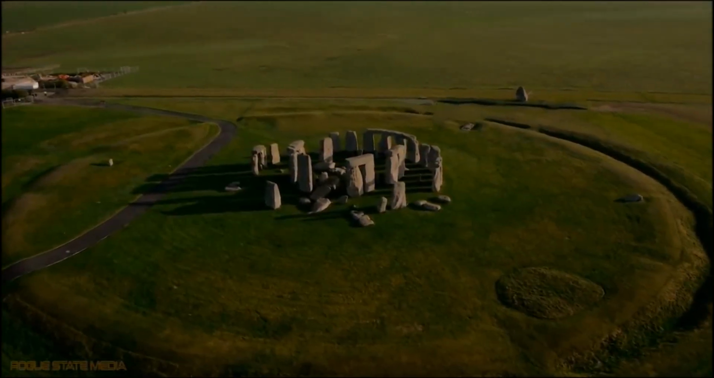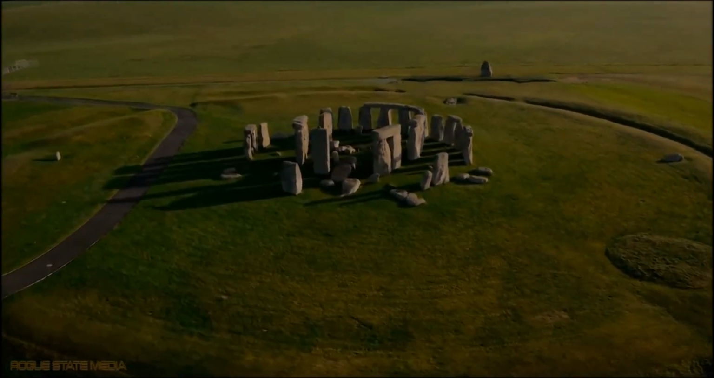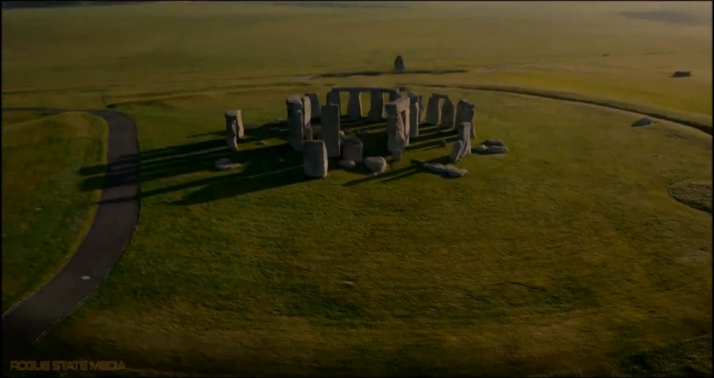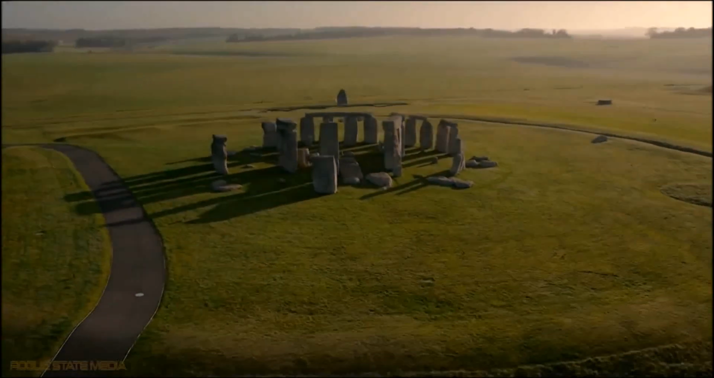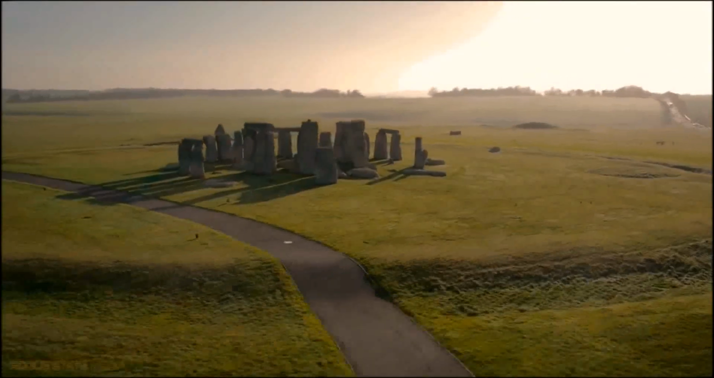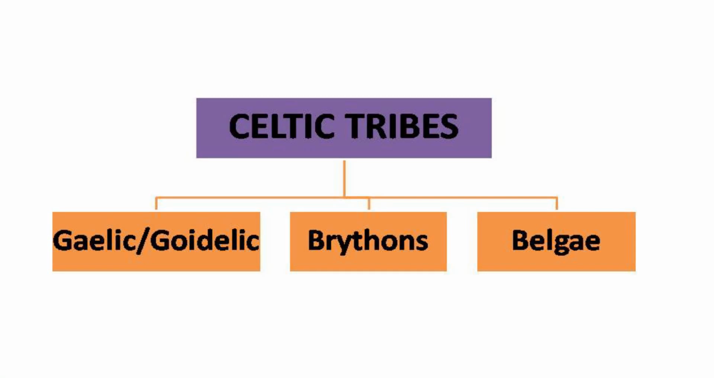The engineering skill of the Iberians is manifested in the Stonehenge monument situated about 20 miles from the Salisbury Plain. This monument is supposed to have been a temple of sun worshippers and is evidence of the religious skill of the Iberians. The first group of Celtic invaders belonged to the Gaelic or the Goidelic tribes.